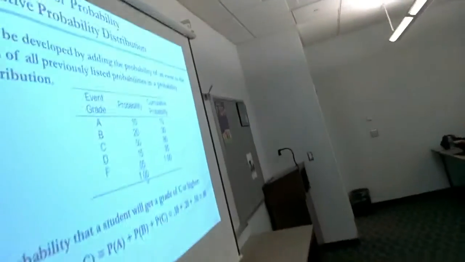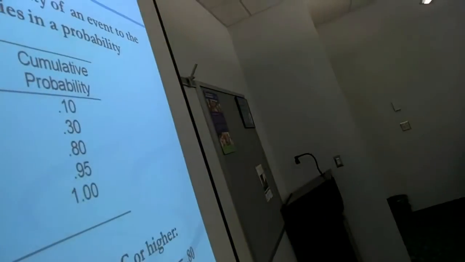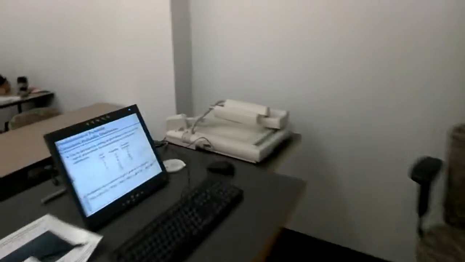But here you got A. There's a 10% chance. Now, B, there's a 20% chance. So 20 plus 10 gives me my 30. 30 plus 50 gives my... This is a cumulative as we go along, right? Again, baby statistics, you guys have had all this before.